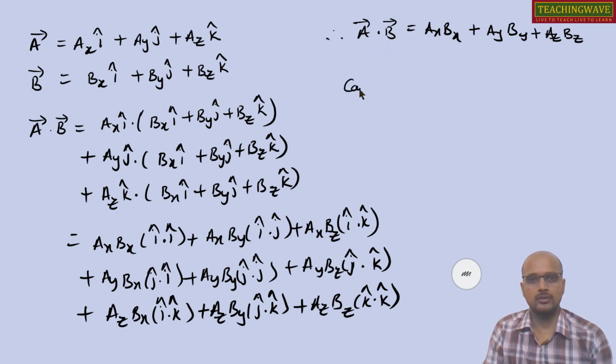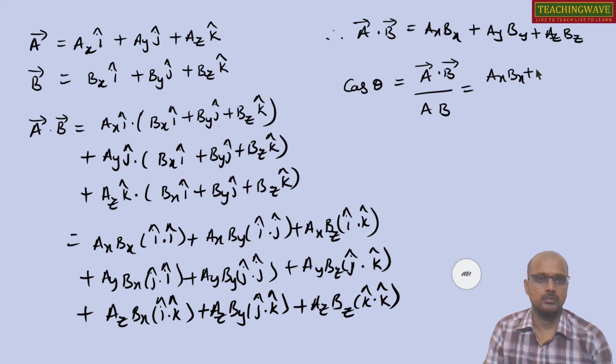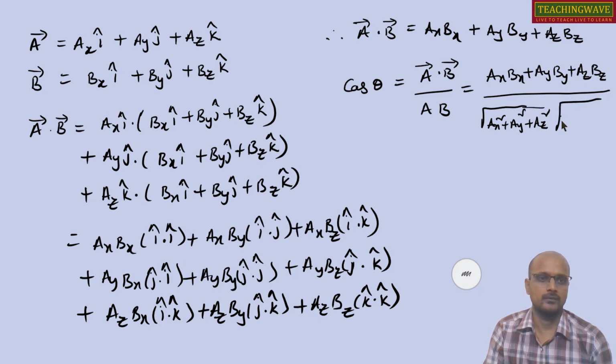Now the cos of the angle between the two vectors we can write as cos theta is equivalent to a bar dot b bar by AB, that is equivalent to ax bx plus ay by plus az bz by the magnitude of a bar, which is root of ax square plus ay square plus az square, into root of bx square plus by square plus bz square.